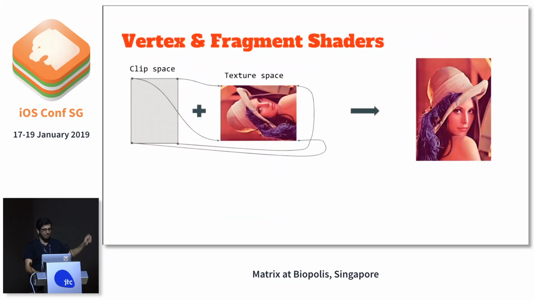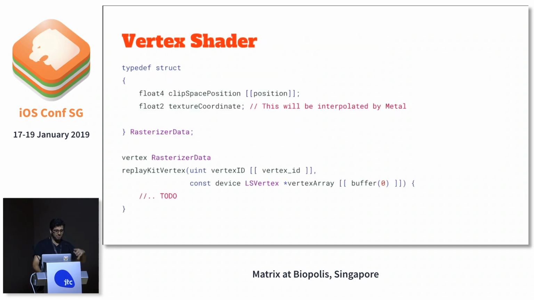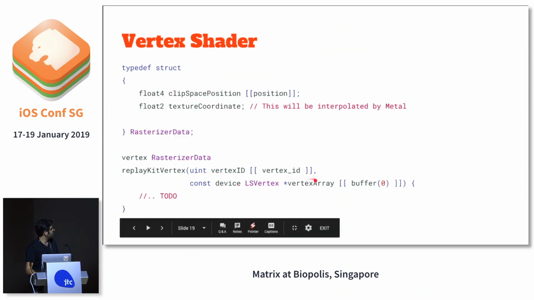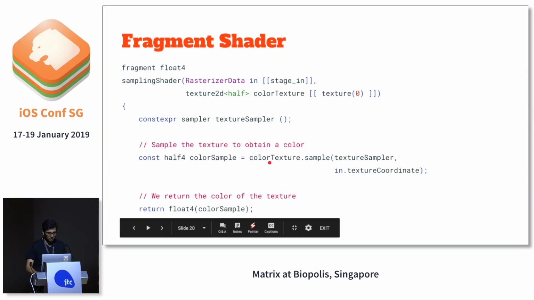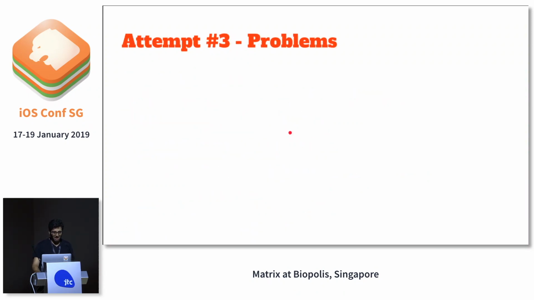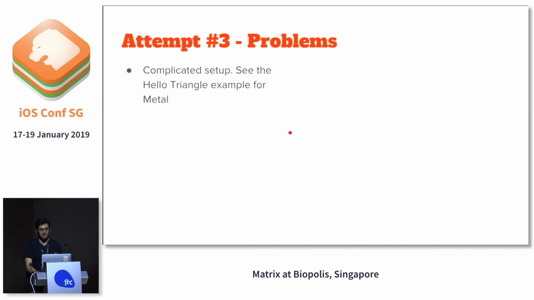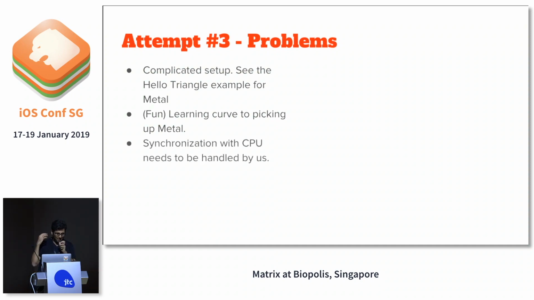I won't go through this in too much detail. Basically, you can write vertex shaders, and shaders look something like this. I'll just show you what they look like for fun. I don't have time to go through this, but the code is quite simple. This is all your fragment shader will look like, and this is great. It's complicated to set up though, because if you've ever done graphics programming, if you've seen the hello triangle, which is the hello world of graphics programming, it is damn complicated to set up. You need to embark on this super fun learning curve of picking up Metal, but it's worth it.